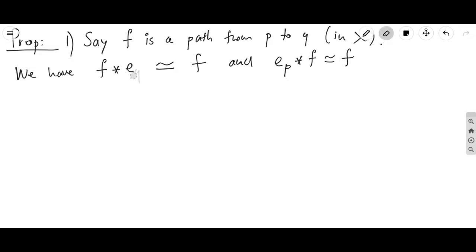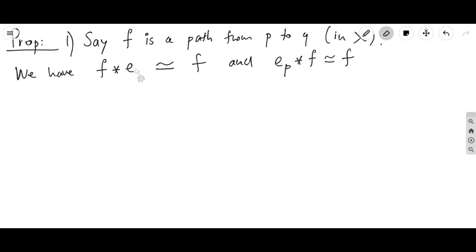Of course, notice you cannot put EQ on the other side. That would not make sense. If you were to write EQ juxtapose F, that makes no sense. This is P, this is Q. F goes from P to Q. So what are you saying? You're saying you start with EQ first, so you stay at Q, and then you go by F, but you're not beginning and ending at the appropriate points. So that does not make sense.